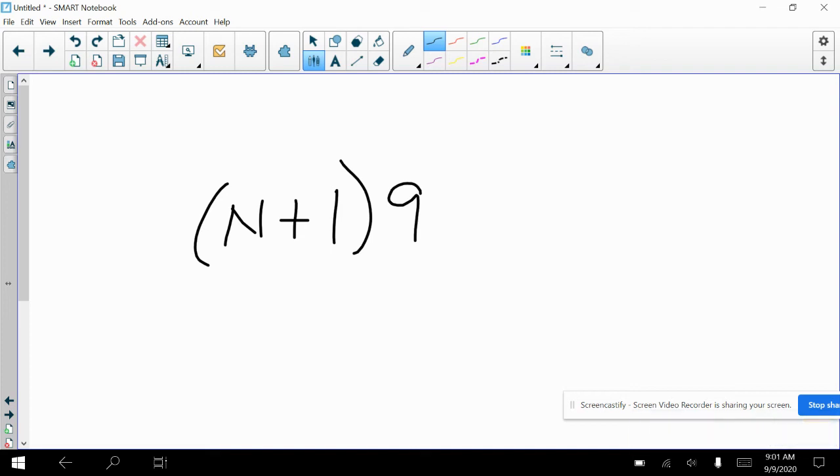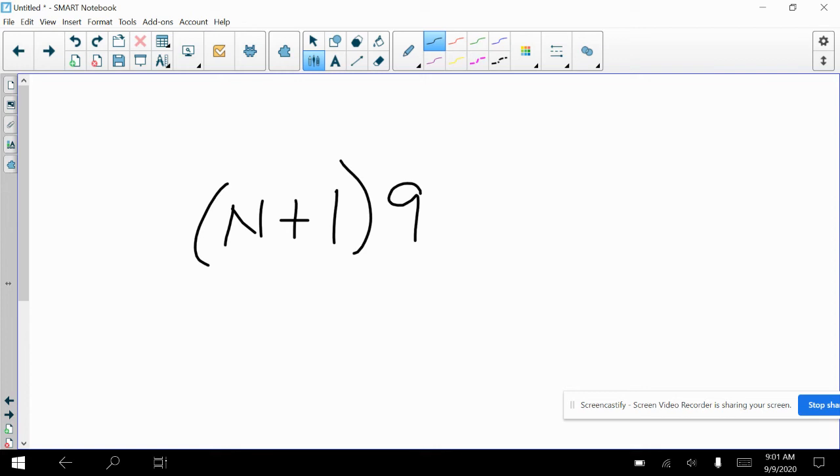N parentheses n plus 1 parentheses 9. What's different about this? Max: Okay. The parentheses are in a different place. Michael: The number's on the outside?